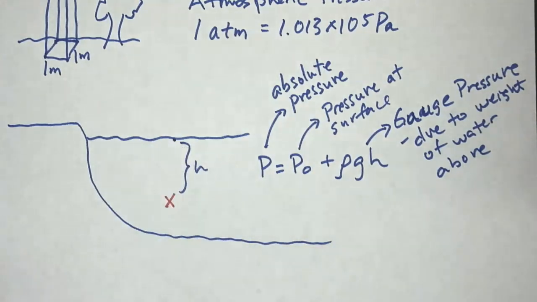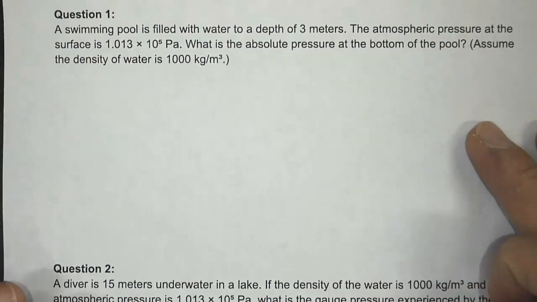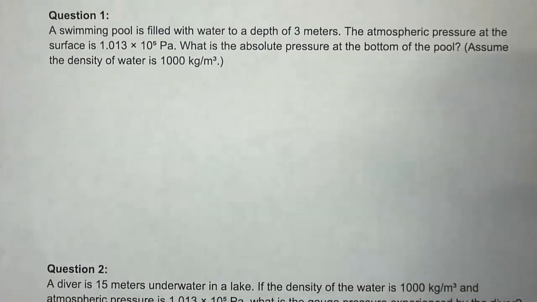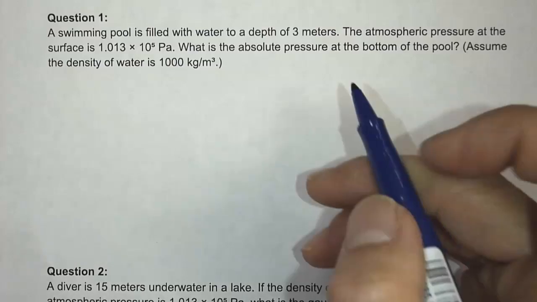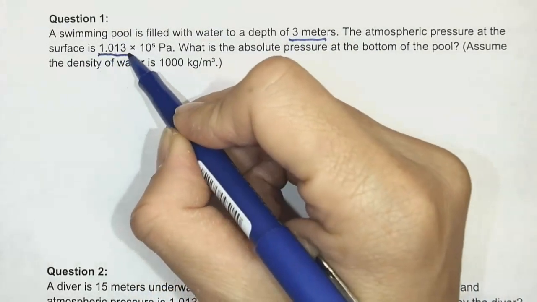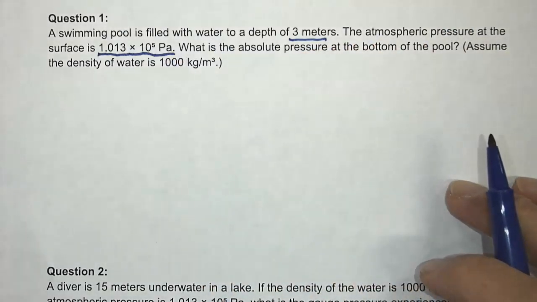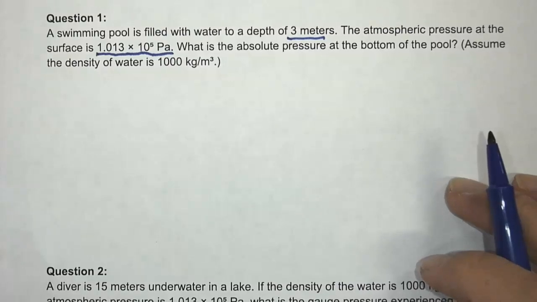Now let's work through some problems. All right, our first question. A swimming pool is filled with water to a depth of 3 meters. The atmospheric pressure at the surface is 1.013 times 10 to the 5th pascals. What is the absolute pressure at the bottom of the pool? Assume the density of water is 1,000 kilograms per meter cubed.